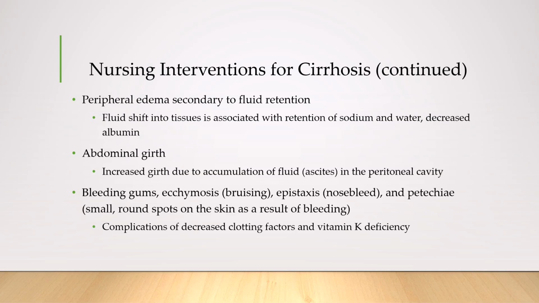Fluid shift into tissues is associated with retention of sodium and water and decreased albumin. We are going to monitor abdominal girth, increased girth due to accumulation of fluid in the peritoneal cavity. We are going to monitor for bleeding, bleeding gums, ecchymosis, which is bruising, epistaxis, which is a nosebleed, and petechiae, again, those small round spots on the skin as a result of bleeding. These are complications of decreased clotting factors and a vitamin K deficiency.